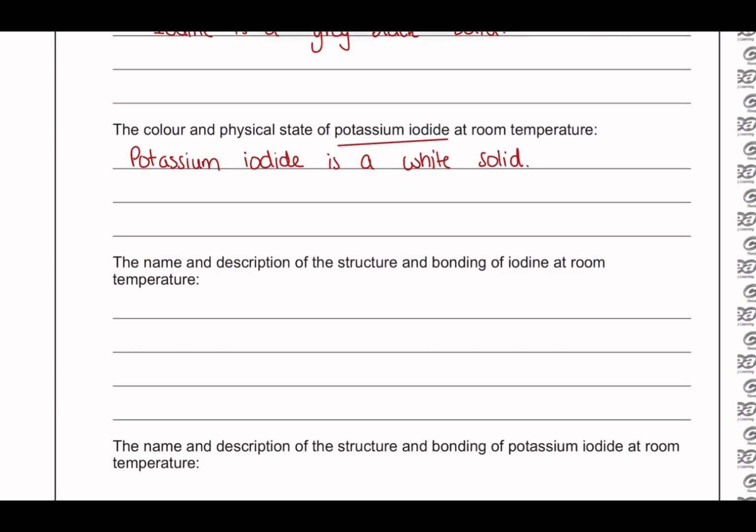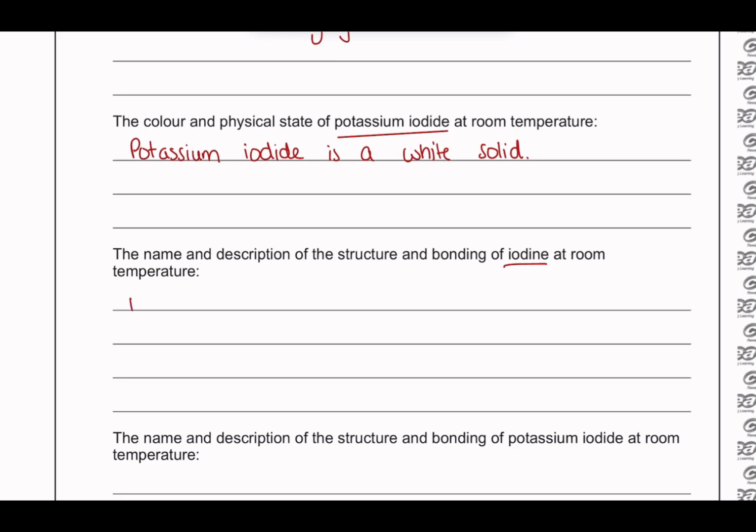Then we have name and description of the structure and bond of iodine at room temperature. So iodine is a molecular covalent structure with covalent bonds with weak van der Waals forces between the molecules.